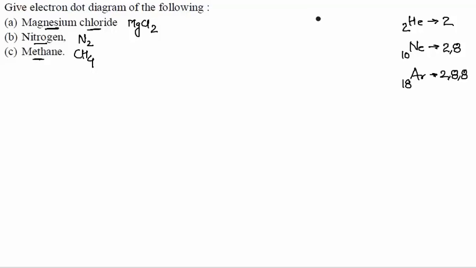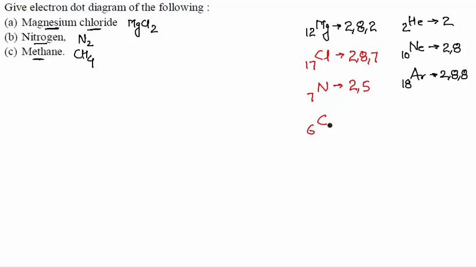So one is magnesium, and the number of electrons in magnesium is 12. So the electronic configuration of magnesium is 2, 8, 2. Now you have chlorine. Chlorine is 17, so the electronic configuration is 2, 8, 7. Now what about nitrogen? Nitrogen is 7, so it is 2, and in the second shell it is 5.